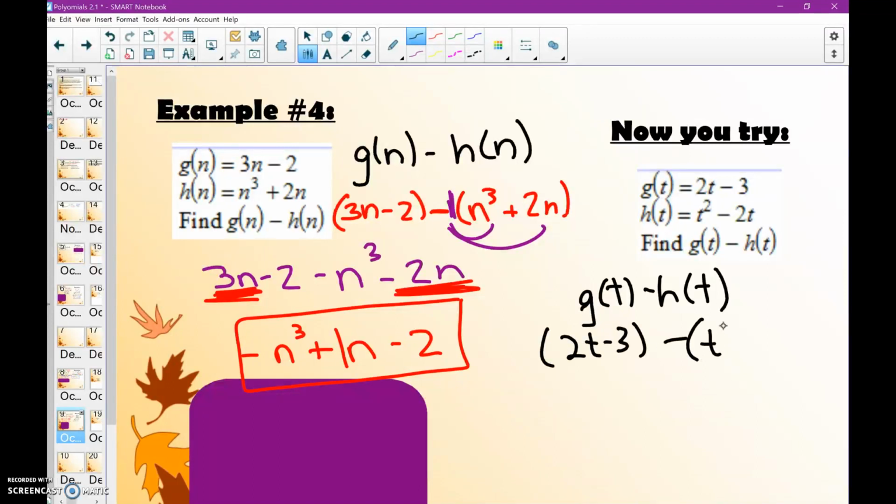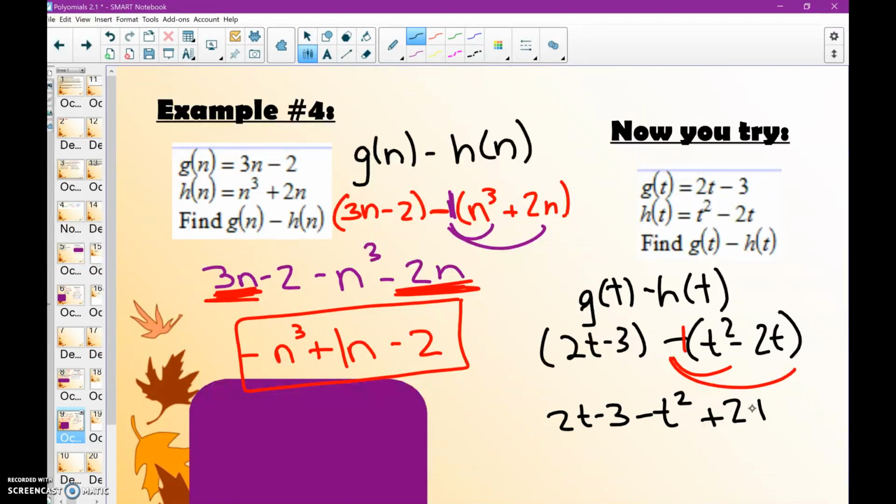So notice I'm starting by just putting everything together. First group stays the same. Second group becomes negative t squared plus 2t. Only thing I can combine is 2t and 2t, which is 4t. Negative t squared goes in front. Negative 3 goes in the back. And that's your notes for that day.